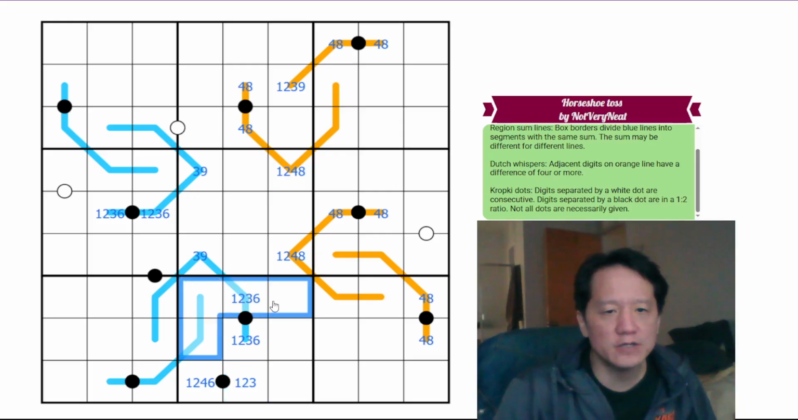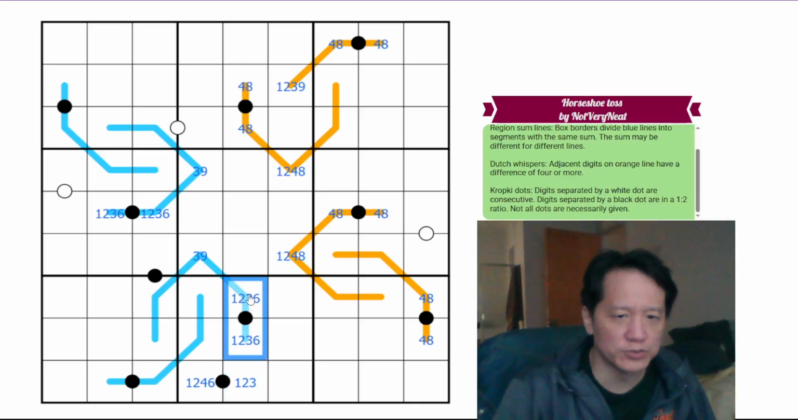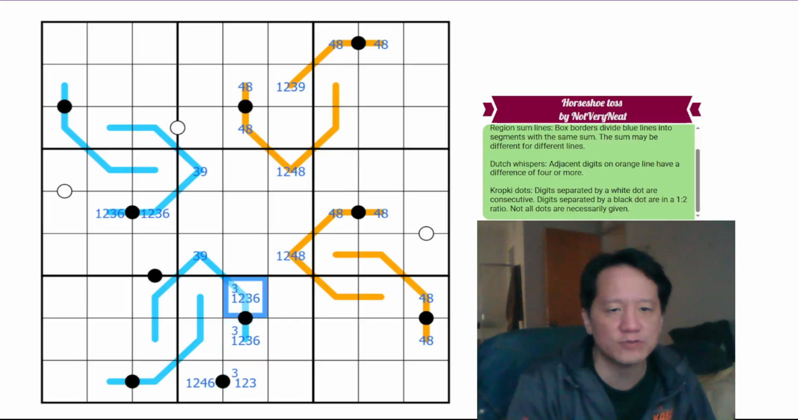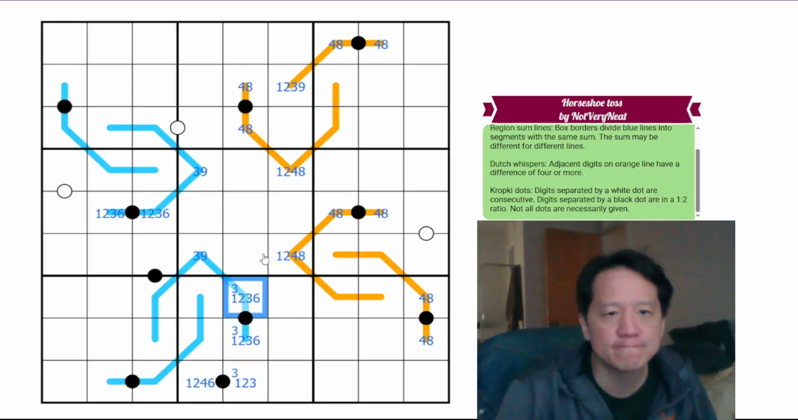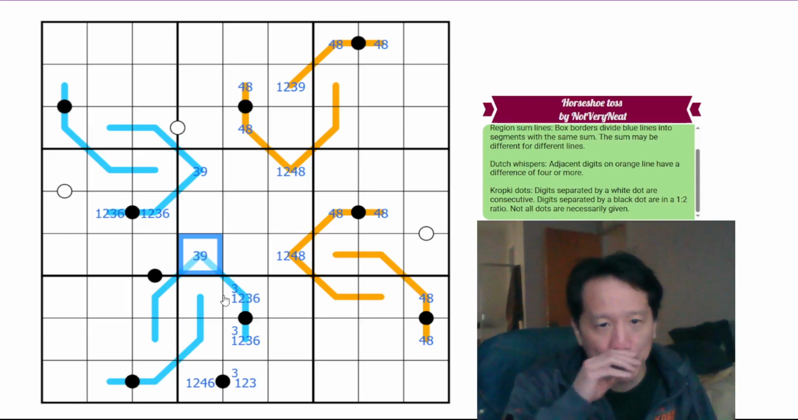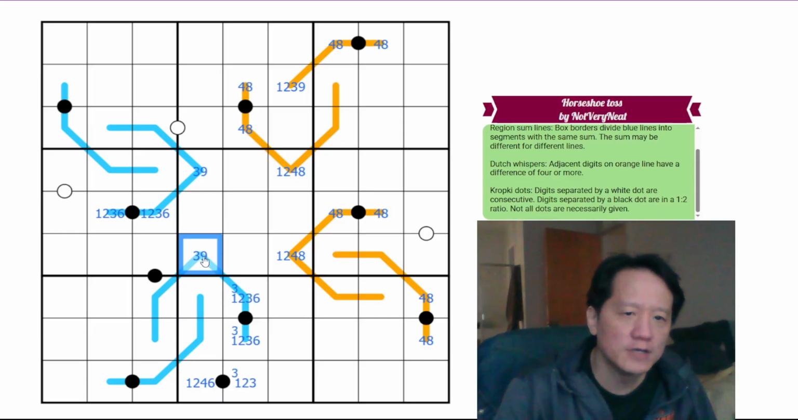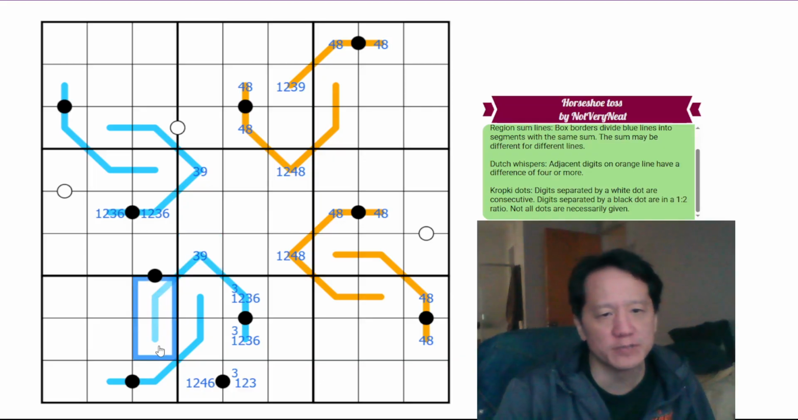So where is 3? What happens if this is 1, 2? If this is 1, 2, that forces this to be 3. Otherwise, this is 3, 6 as a pair, which means obviously 3 is in one of these two cells. So 3 is guaranteed to be in one of these 3 cells here. This adds up to 3. So, if this is 3, this has to be 1, 2 as a pair.